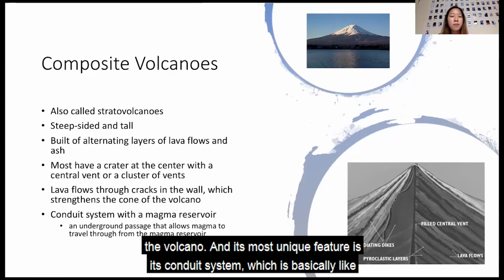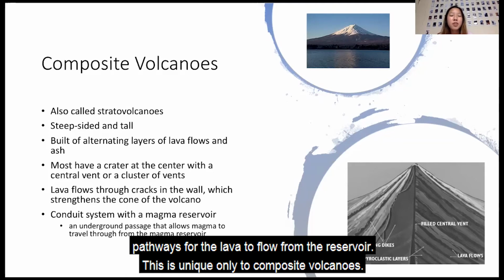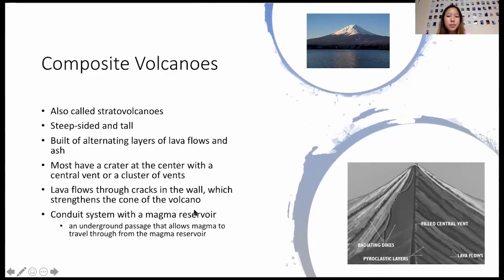And its most unique feature is its conduit system, which you could think of like pipes, a whole system, like a chain of tubes or pathways for the lava to flow from the reservoir. And this is unique only to composite volcanoes.